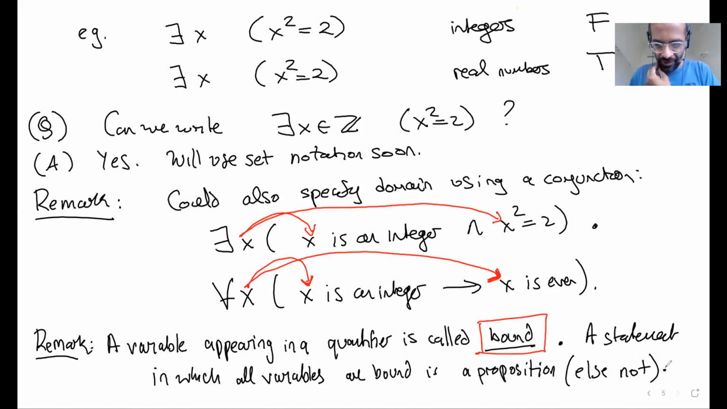So now I want to talk about how these quantifiers interact with the logical operators, so not, or, and, that we discussed earlier, and also how they interact with each other. So let me begin by talking about negation.